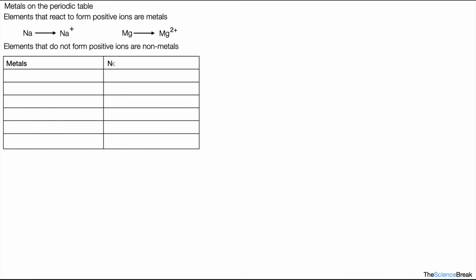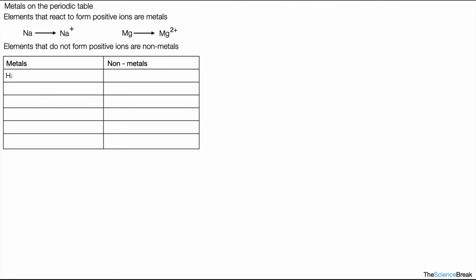Metals on the periodic table. Key thing to remember about metals is that any element that reacts to form positive ions are metals. For example, the metal sodium will form an ion with a charge of +1. Magnesium will form an ion with a charge of +2. We'll look at this in more detail in our video on bonding. Elements that do not form positive ions are the non-metals.